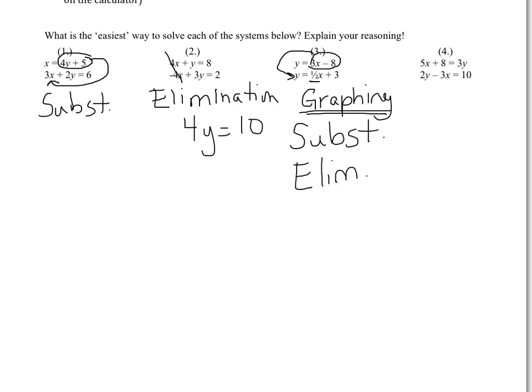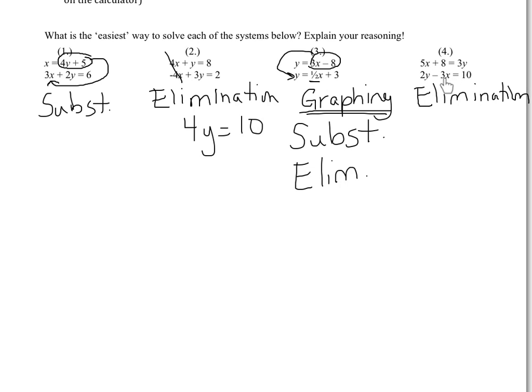Question number 4. I would definitely say elimination. The reason I would say elimination is because all of your variables have coefficients. So if you take a look at it, if you were to try to isolate this x right here, you'd have to subtract 8 and then divide everything by 5, and then you'd have 2 fractions over here. Same with y. If you try to get y alone, divide by 3, you're going to end up having 5/3 x plus 8/3, and those are just ugly fractions.